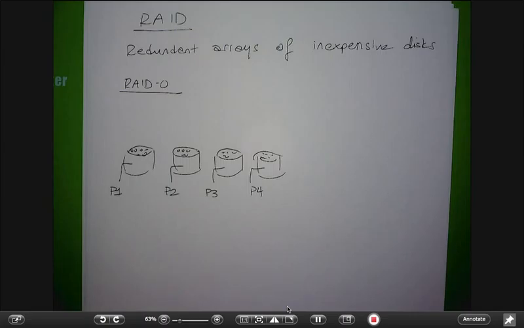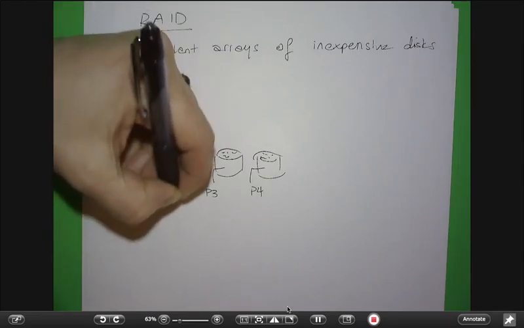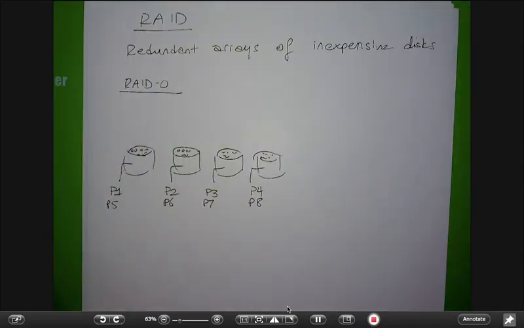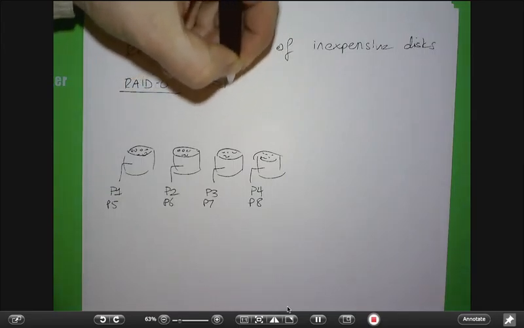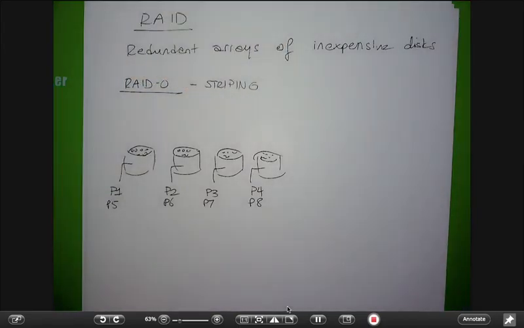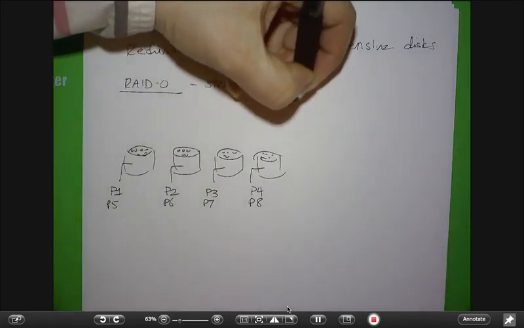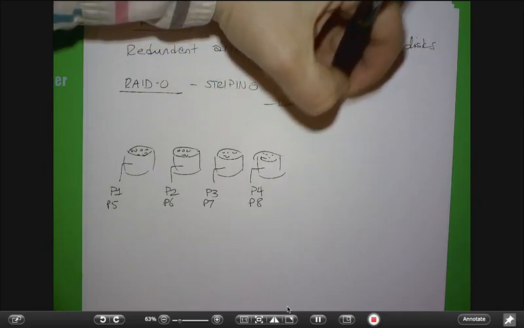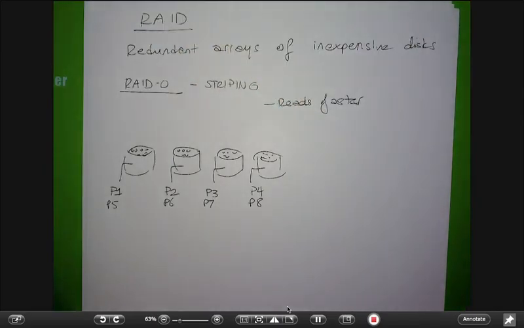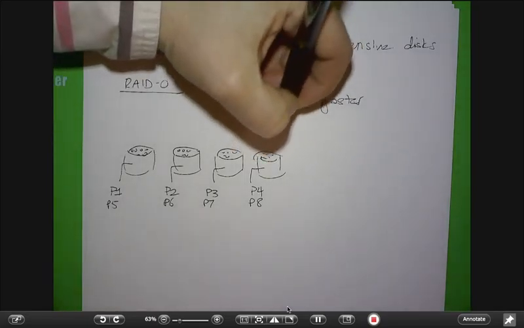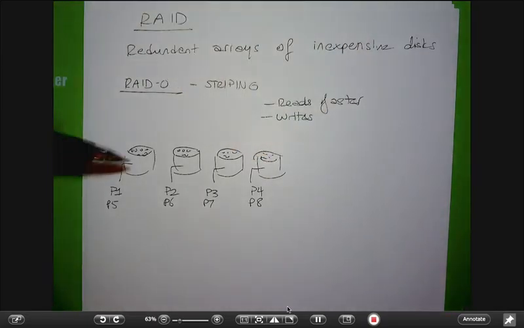Then you continue: you store page 5 here, page 6 here, page 7 here, page 8 here, and so on. And this is called RAID 0, or sometimes striping. You are distributing your data to multiple disks. In general, you hope that reads are faster because you have multiple disks to read from at the same time. And the writes are faster, right? Because you're not waiting on one disk to write, but you can write to multiple disks at once.